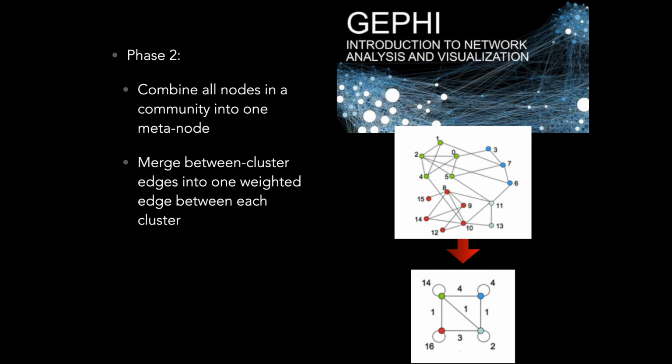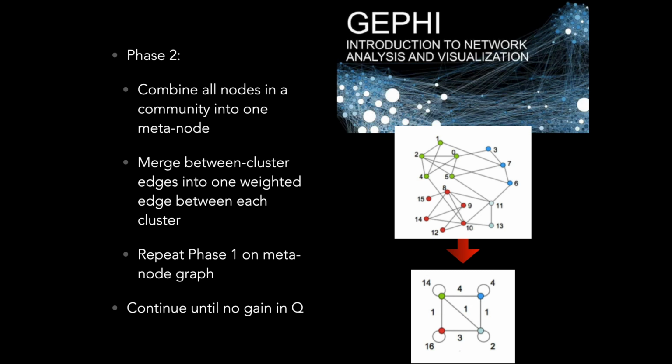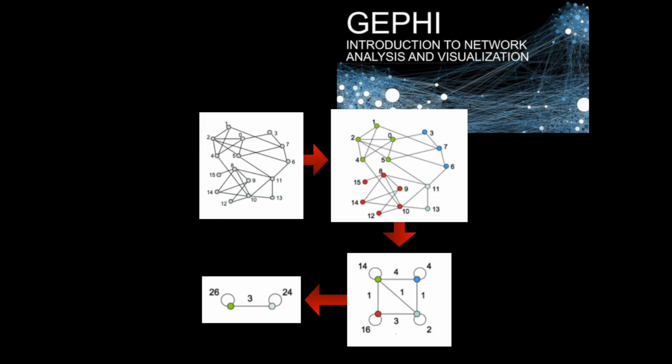Then we can look at connections between communities, or connections between clusters, merge those edges between clusters into a single weighted edge, and then reevaluate the phase one version, but rather than looking at all nodes in the graph, we only have to deal with these meta cluster level nodes. We can continue to do this until there's no more gain in modularity, and then we have potentially optimal clustering.